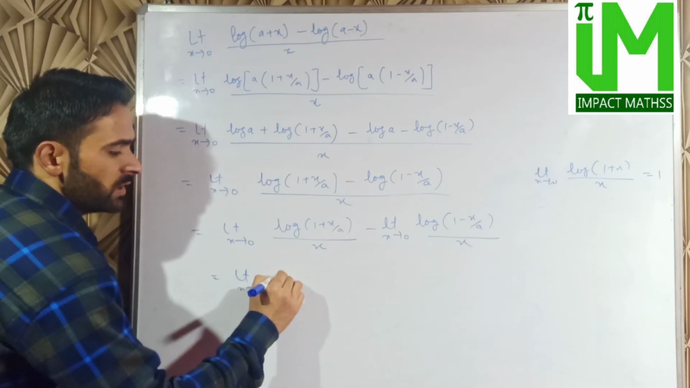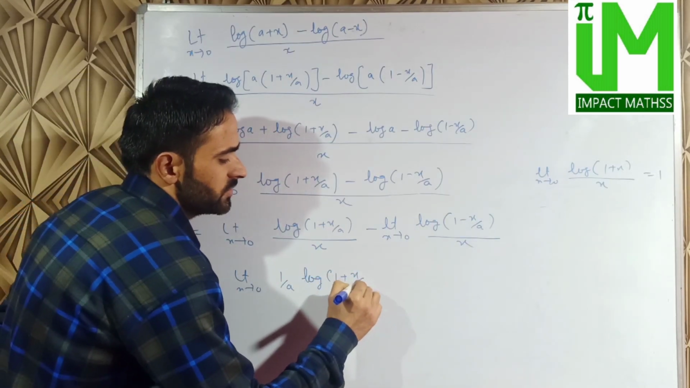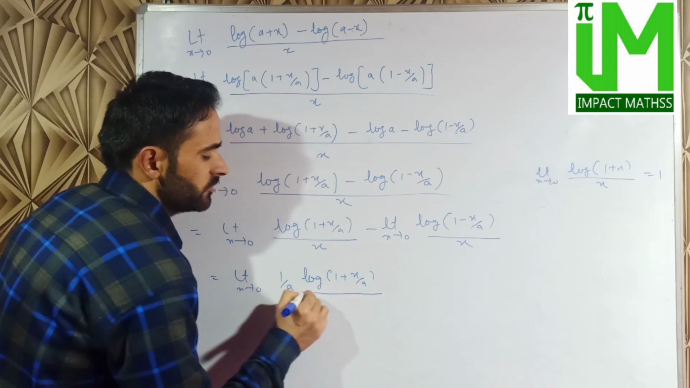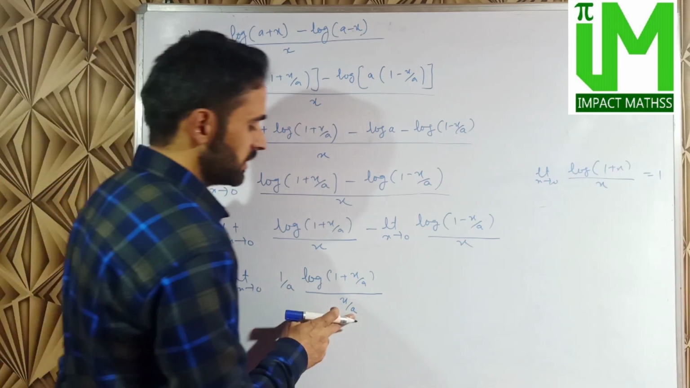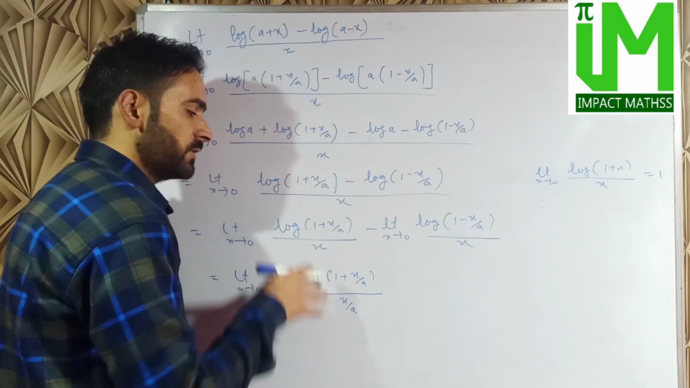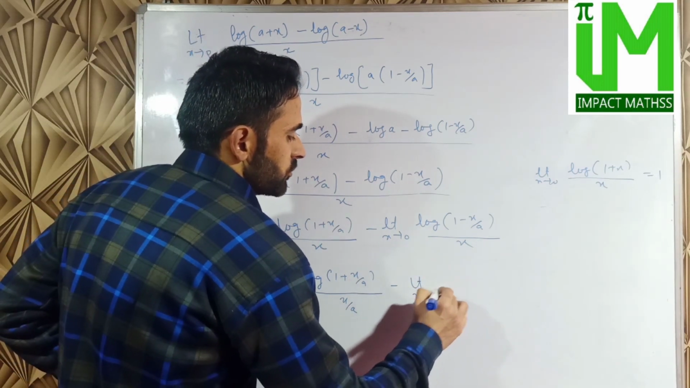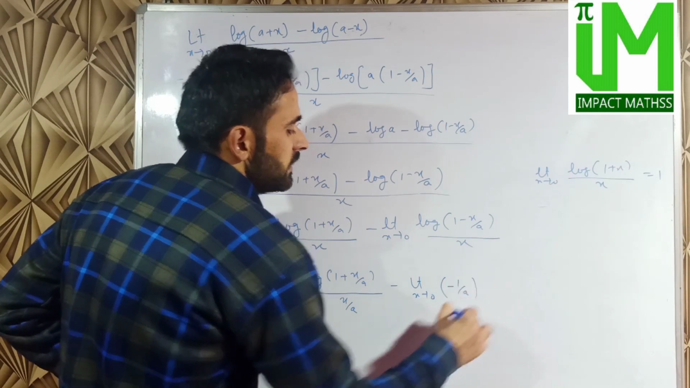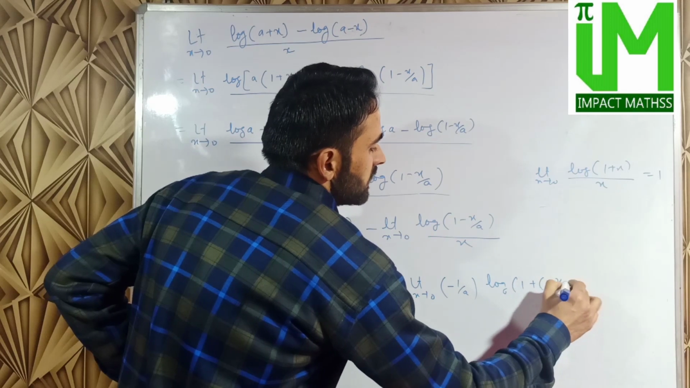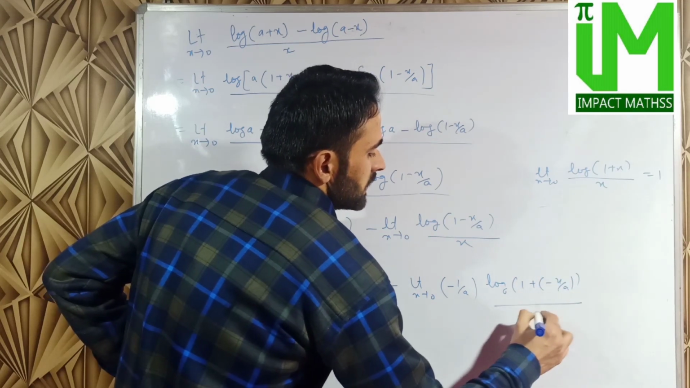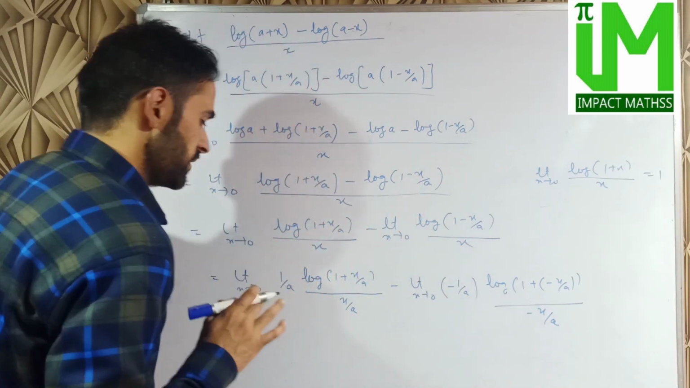सो इट विल बी 1 डिवाइडेड बाई ए लॉग ऑफ 1 प्लस एक्स डिवाइडेड बाई ए होल डिवाइडेड बाई एक्स डिवाइडेड बाई ए. 1 बाई ए से ये ए कट जाएगा. दैट मीन्स इट विल बी अगेन the previous term minus, so it will be limit x approaches to 0. यहाँ पे minus 1 by a लिखेंगे. then we'll write log of (1 plus minus x by a) divided by minus x by a. again minus 1 by a से ये minus 1 by a कट जाएगा.